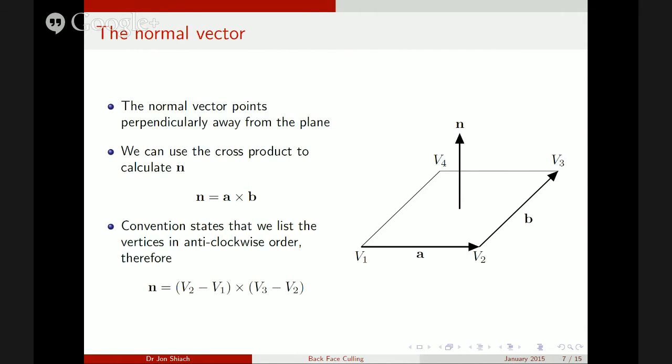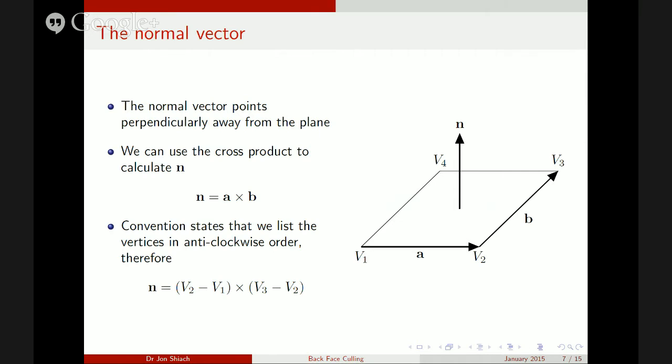Quite a few of these hidden surface removal methods, in particular backface culling, require the normal vector for each polygon. I've mentioned this, and Killian's also mentioned this a number of times in the past. The normal vector points perpendicularly away from the polygon or plane, and we use the cross product. If this is vector A on our polygon, and this is vector B, also on our polygon, if we find the cross product of them, we can calculate the normal vector.